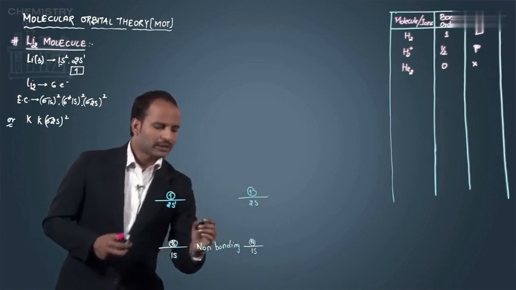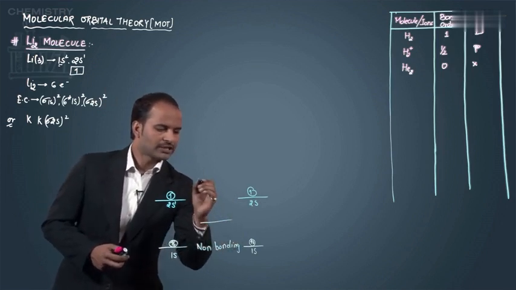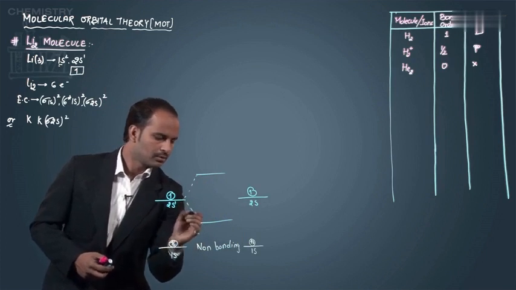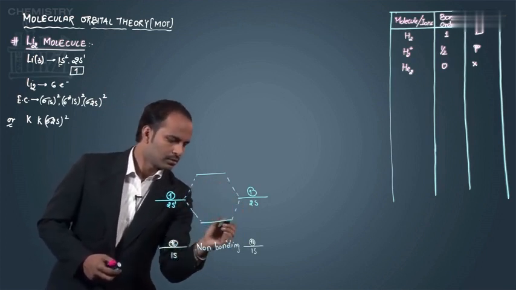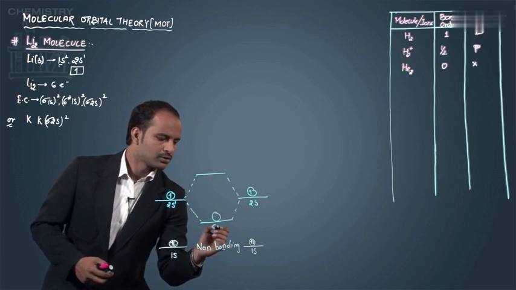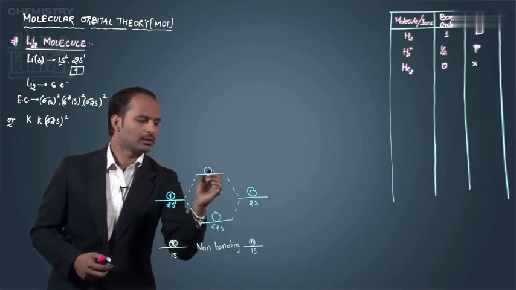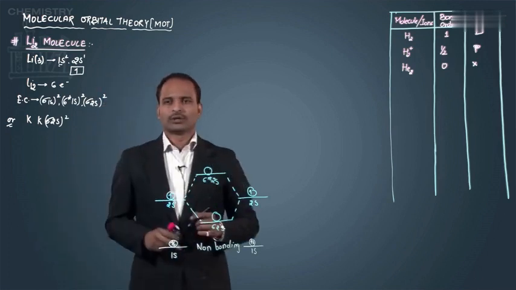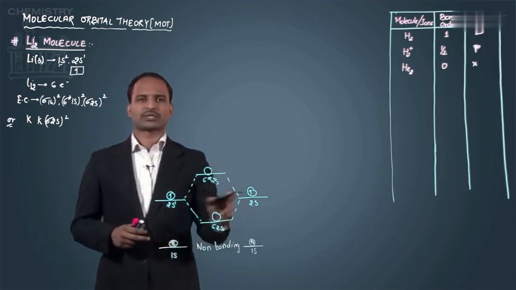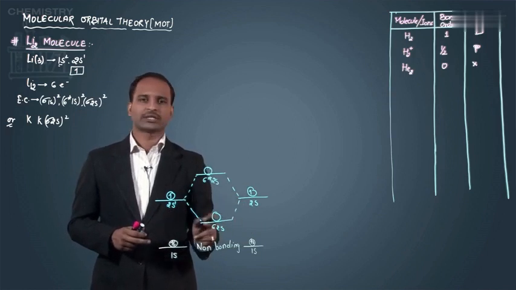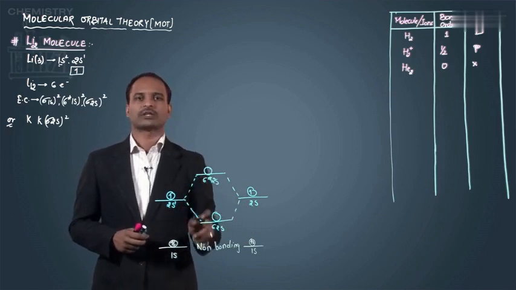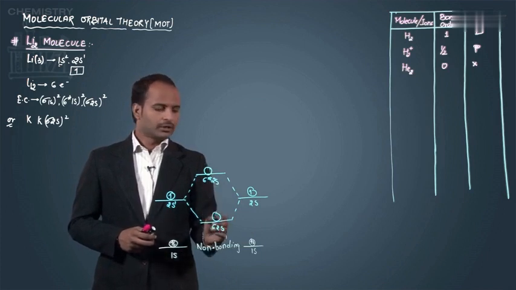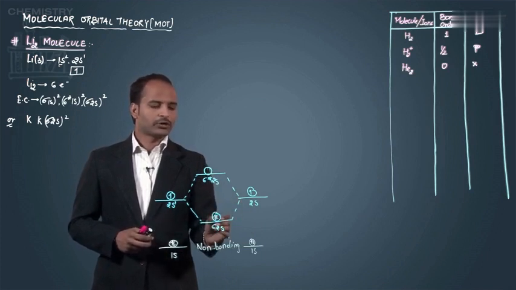Now the two 2s orbitals combine, so 2 new orbitals form: sigma 2s, which is bonding, and sigma star 2s, which is anti-bonding. In the case of these two 2s orbitals, the electrons are 1 plus 1, so there are 2 electrons. These 2 electrons will shift either to the bonding or anti-bonding molecular orbital. They will shift to bonding only.